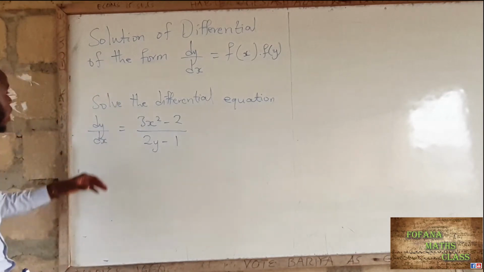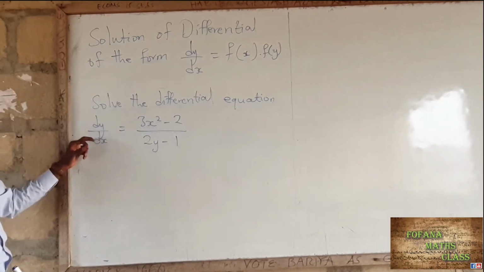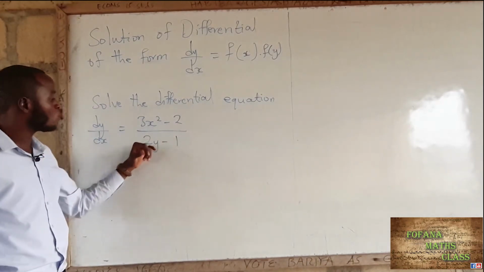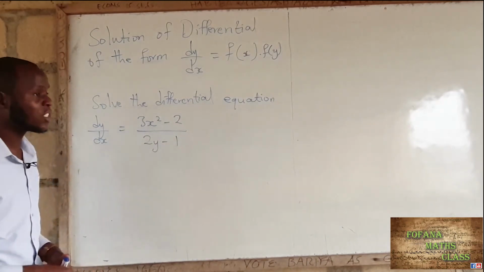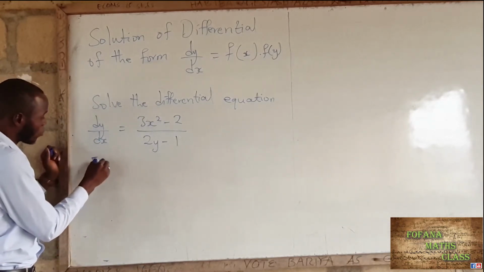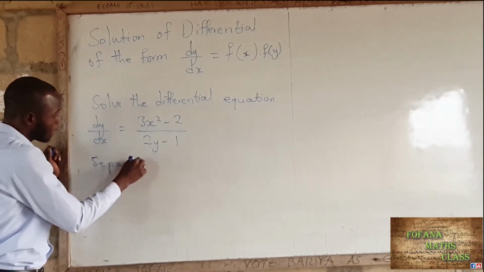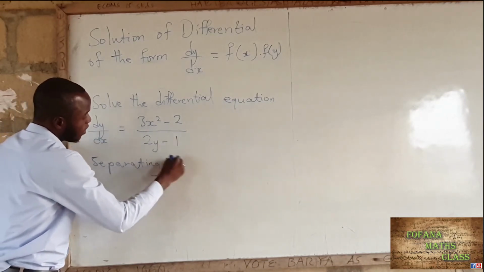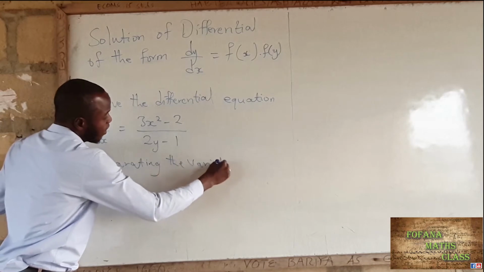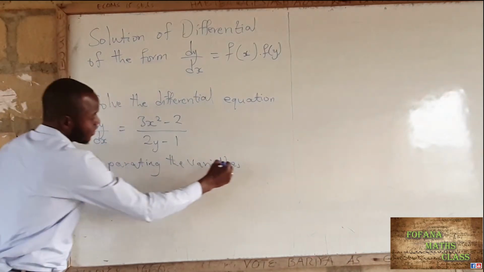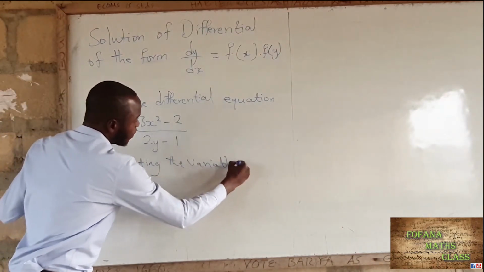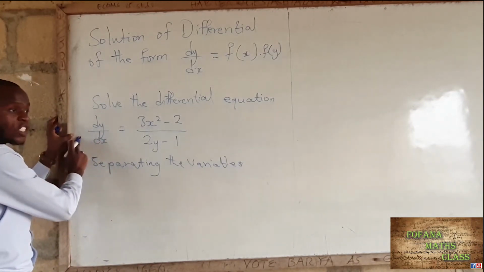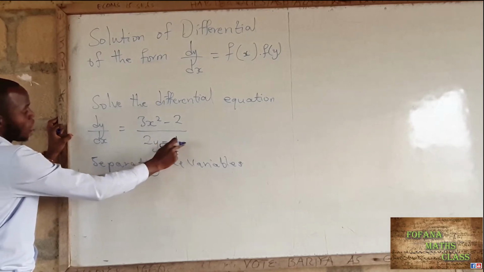So we have this question which says that dy/dx is equal to (3x squared minus 2) all over (2y minus 1). So how do we do this? First of all, we have to separate the variables. Separating the variables is the first step in the solution of this equation. So here I will multiply the equation by 2y minus 1.